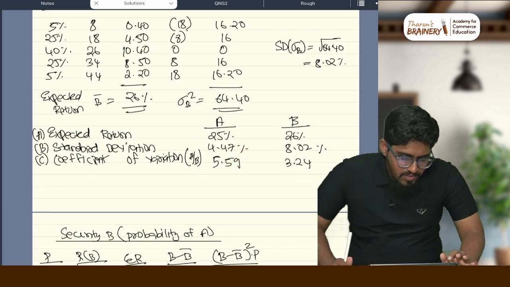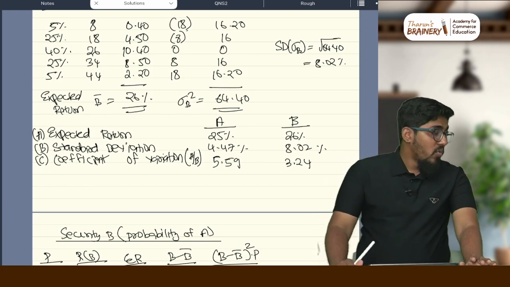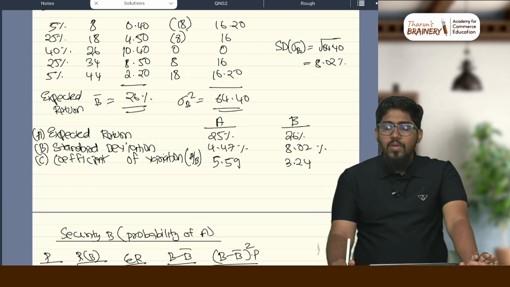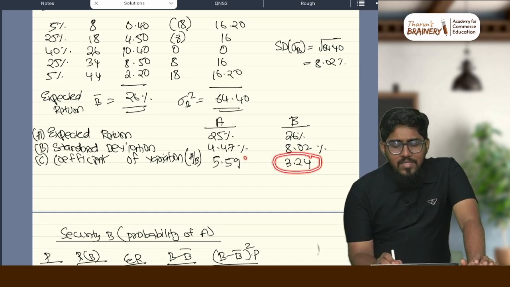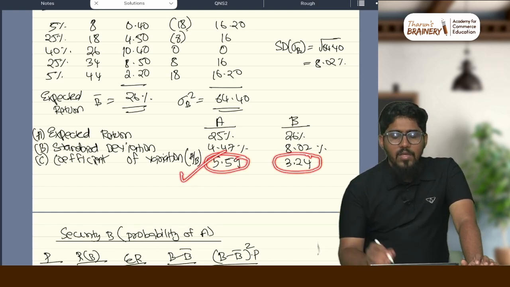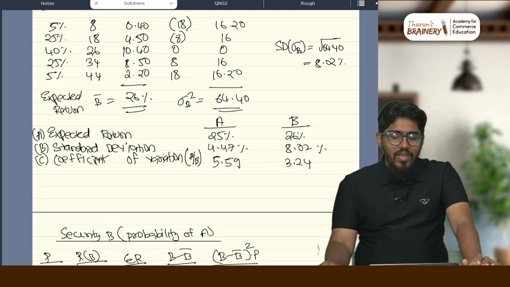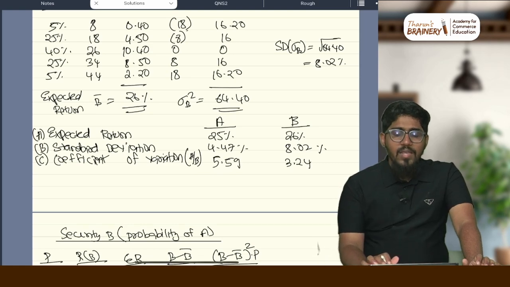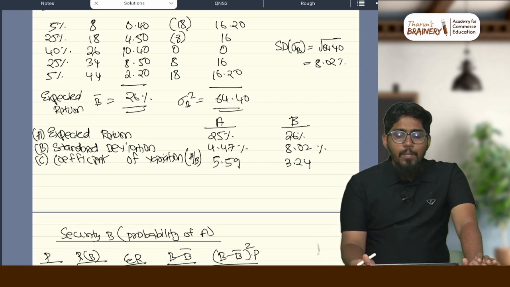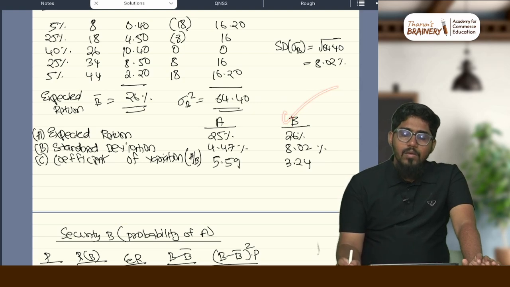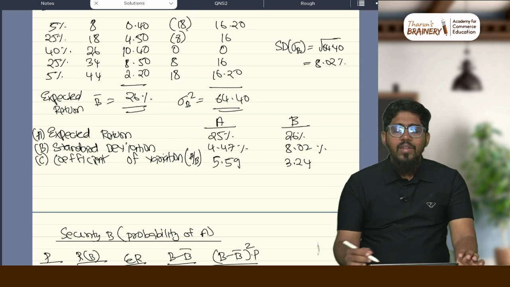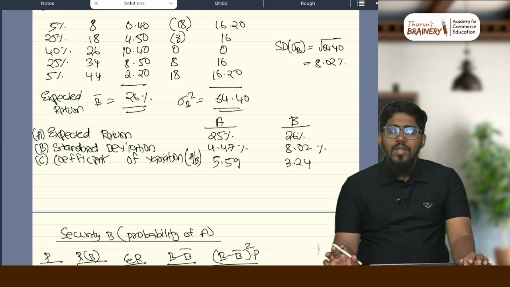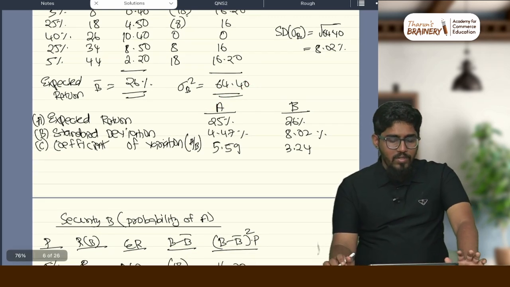Please go and invest in the one giving more return per unit of risk. This one is giving you 3.24 per percentage of risk, and this one is giving you 5.59 per percentage of risk. So it means 5.59 is better. So you have to find out the coefficient of variation. Suppose the examiner says: based on return B, based on risk A, based on both return and risk, or based on coefficient of variation, again A. This is how you have to answer the question.